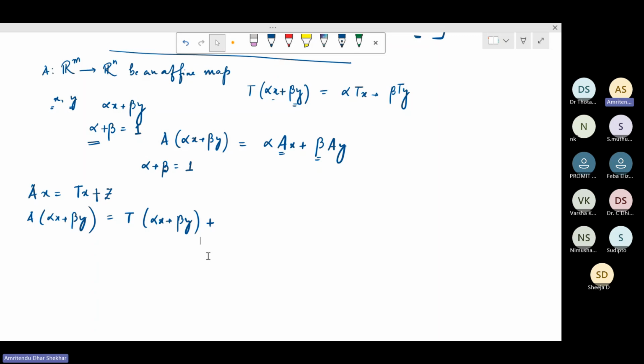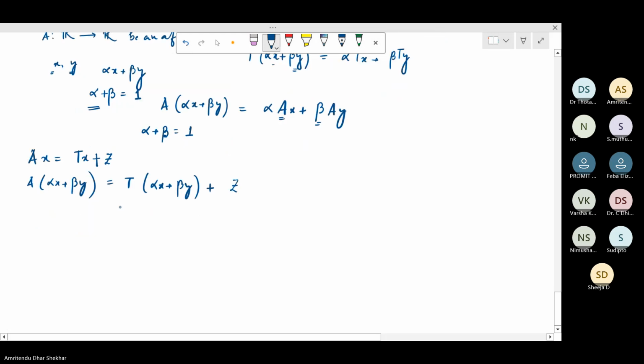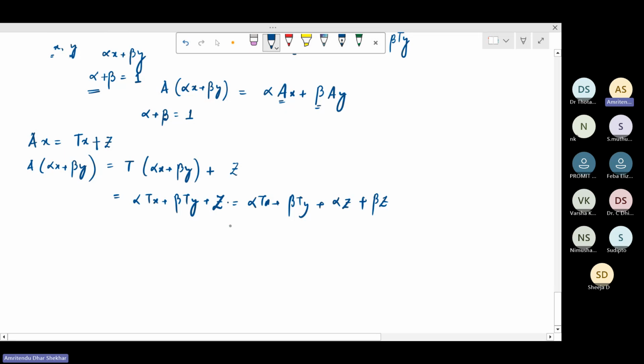So this is equal to this plus z. This is equal to alpha times T of x plus beta times T of y plus z. But this z, you can write as alpha T of x plus beta T of y plus alpha z plus beta z, because alpha plus beta is equal to 1. And this is equal to alpha of A of x, taking this term plus this term, and beta of A of y.